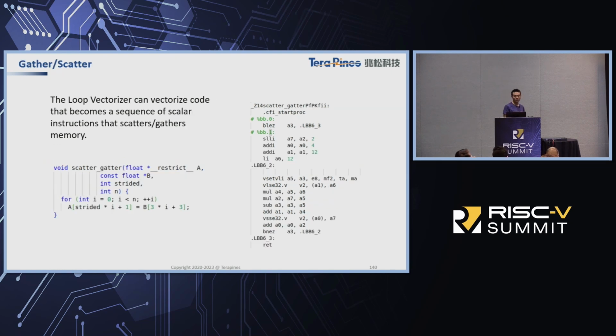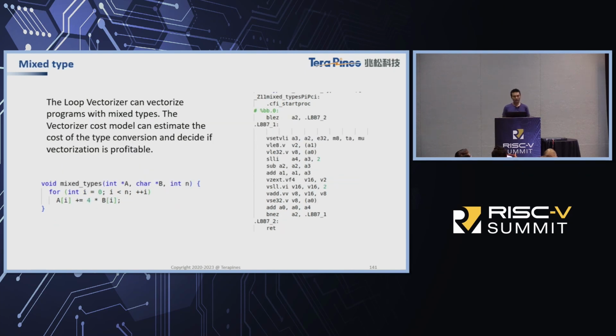And for the second example, our compiler can generate a strided memory access pattern for the strided memory access. So this is the second example.